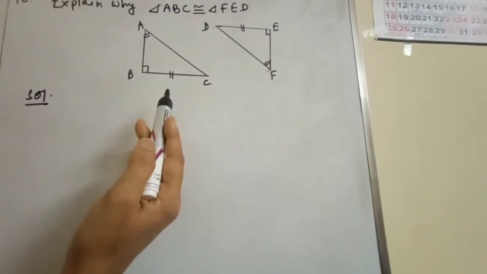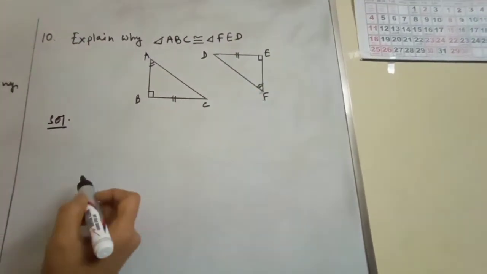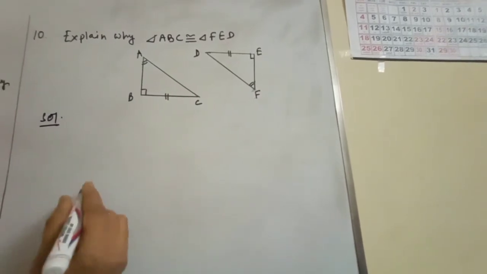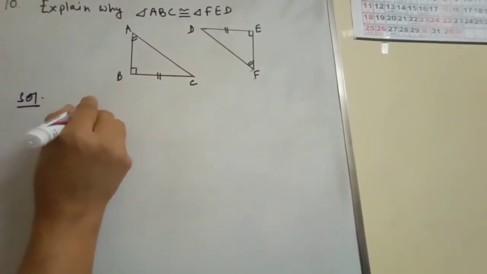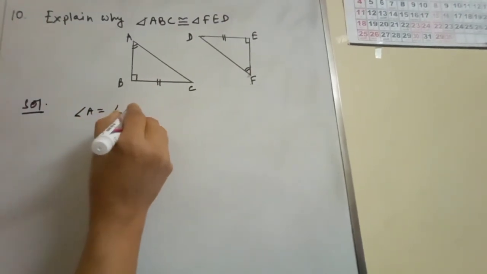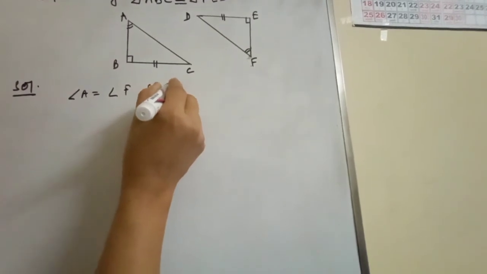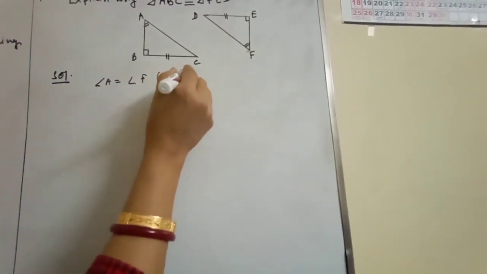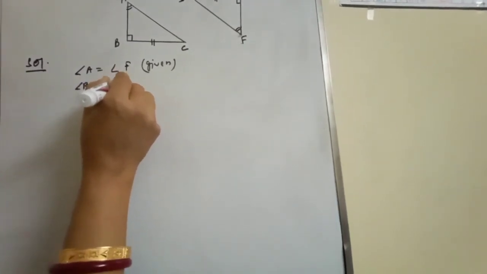If it is given that AB is equal to EF, then you can use the SAS criterion. But it is not possible. They have given BC is equal to DF. Then what criterion can you use here? Okay. Now in the solution you can write angle A is equal to angle F. It is given. And angle B is equal to angle E. This is also given.